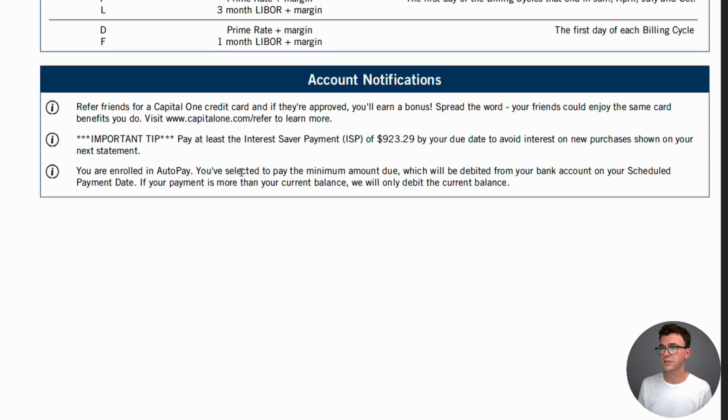At the very end of the statement, you have a couple of account notifications, like getting bonuses for referring friends. The next important tip is the interest saver payment. If I pay this amount, there'll be no interest charged on this card. Here it's encouraging me to enroll in AutoPay, which I believe should already be set up.